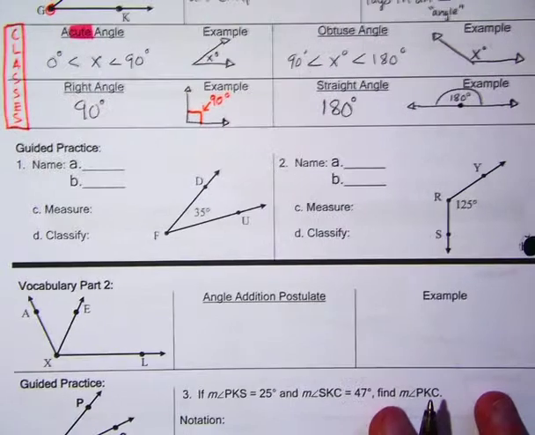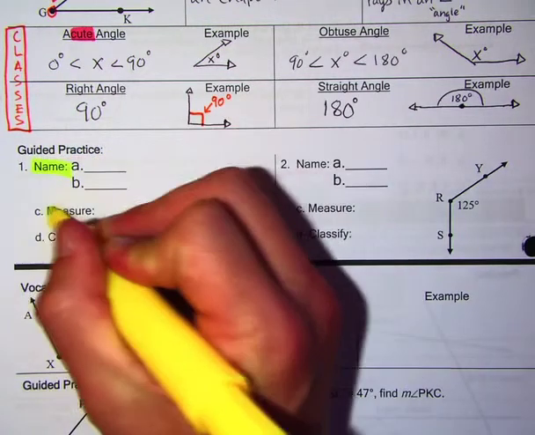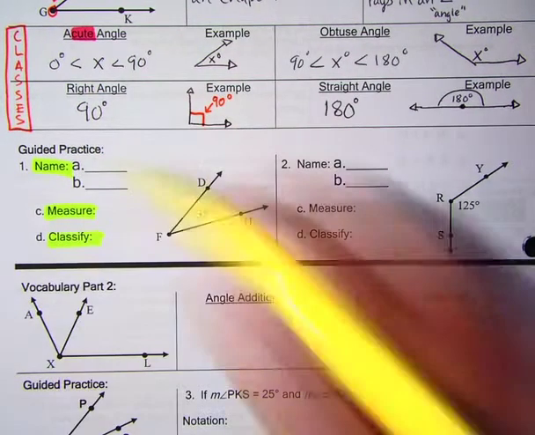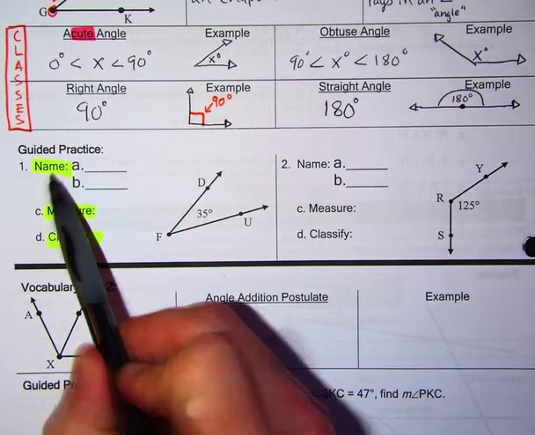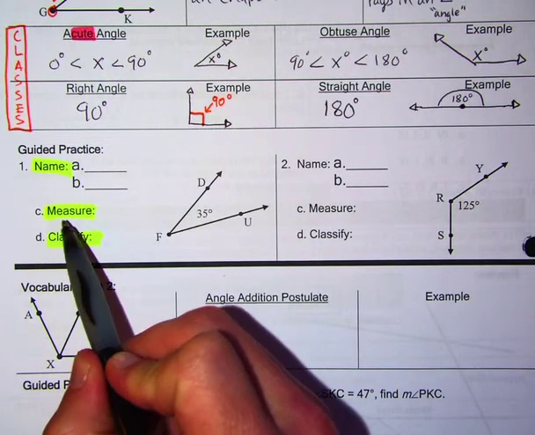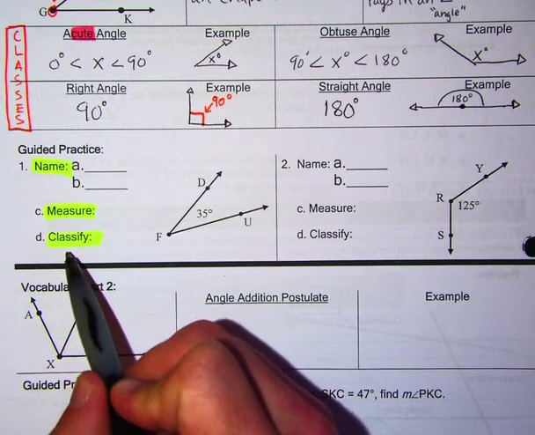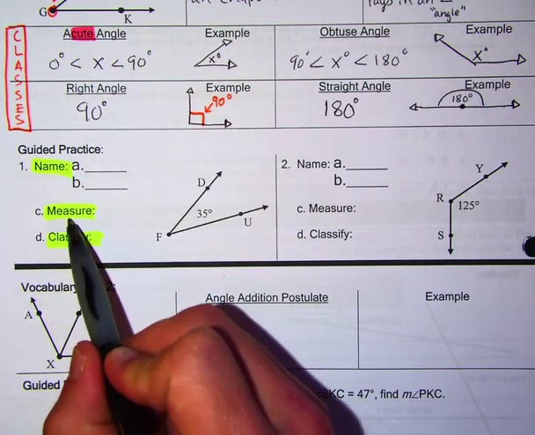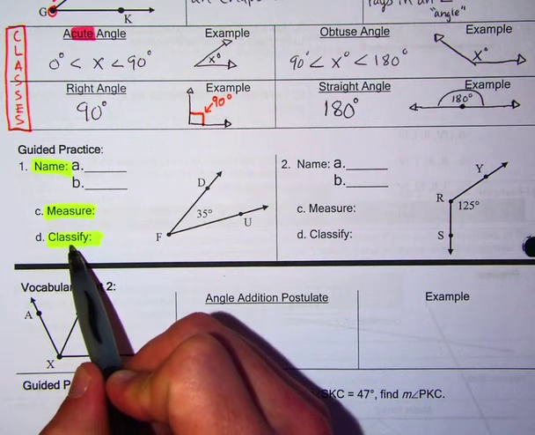Now for the guided practice, this is very, very important. Notice these three different instructions. There's name, there's measure, and there's classify. If I asked your name, you would just tell me your name. If I asked your measure, maybe in the number of grade levels you have, you might say 10th grade. If I said classify yourself based on that measurement, 10th grade, you'd say, oh, the class I'm in is sophomores.